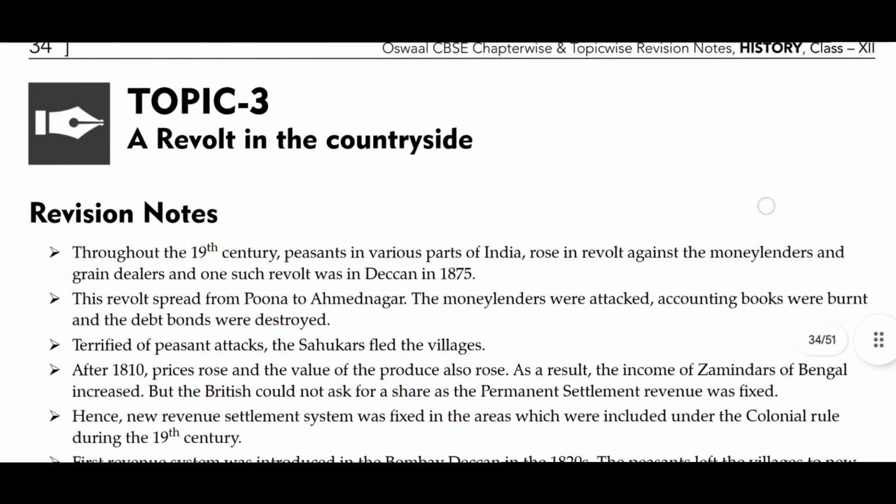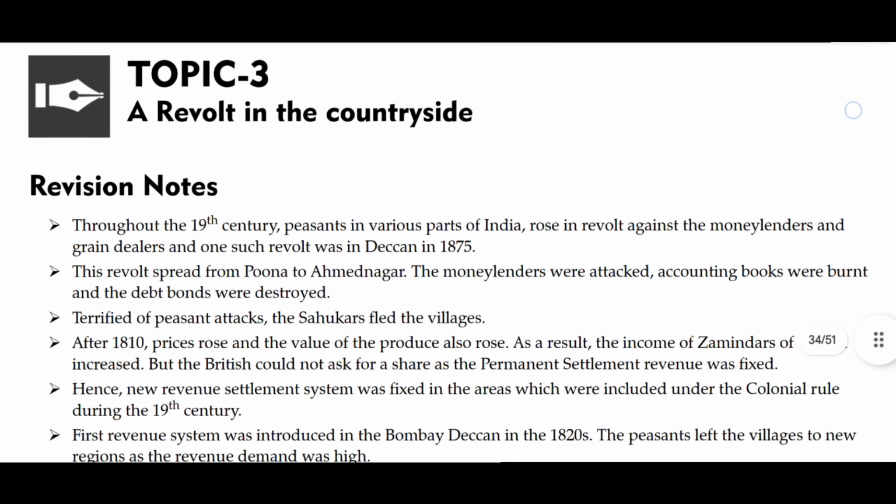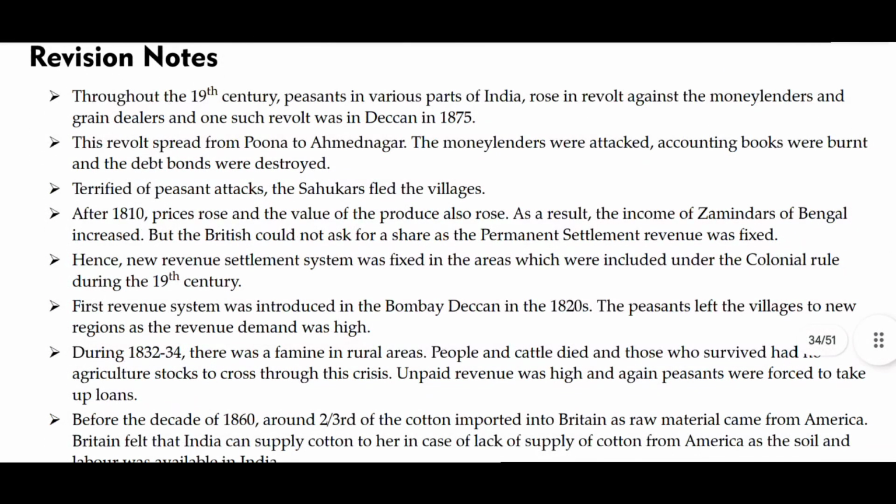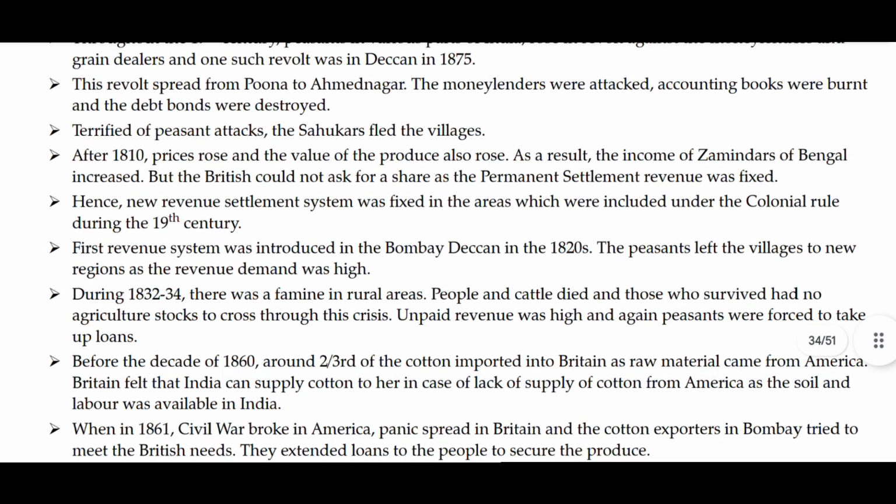Now come to the topic 3, a revolt in the countryside. What is in this topic is that throughout the 19th century, peasants in various parts of India rose in revolt against the moneylenders and grain dealers. One such revolt was in Deccan in 1875. This revolt spread from Pune to Ahmednagar and the moneylenders were attacked, accounting books were burnt and the debt bonds were destroyed. Terrified of peasant attacks, the Sahukars fled the villages.